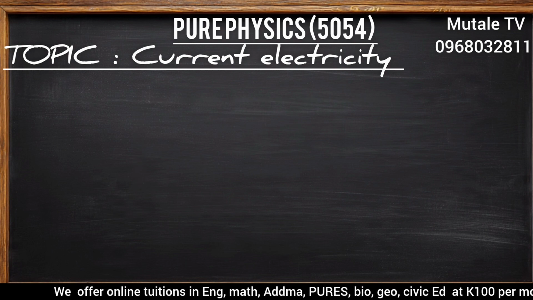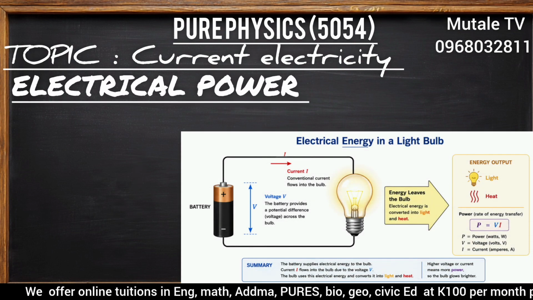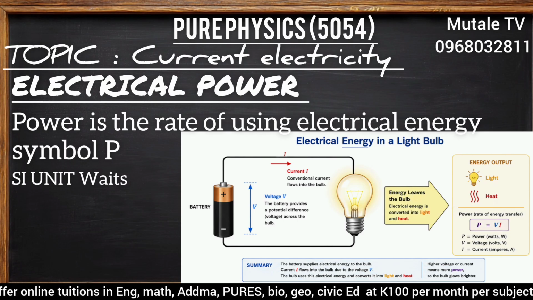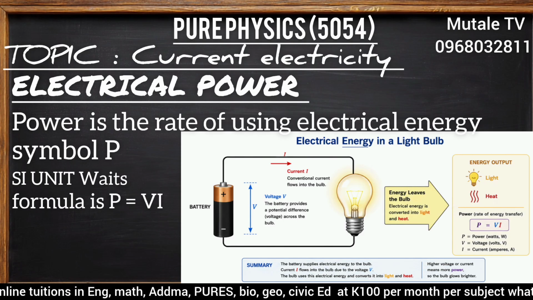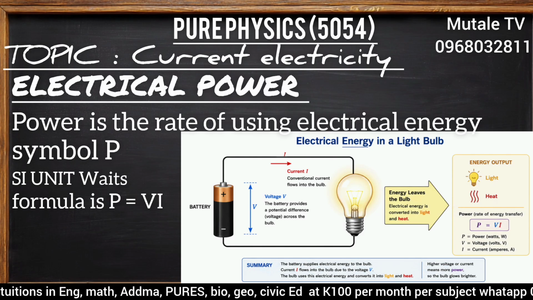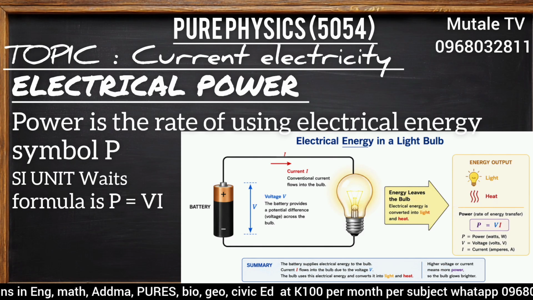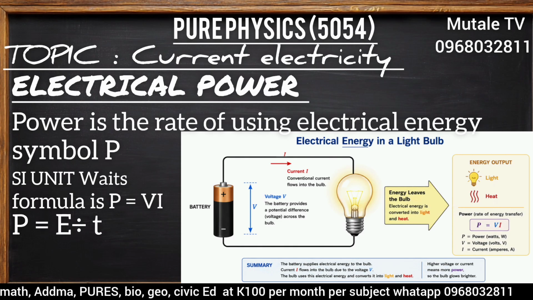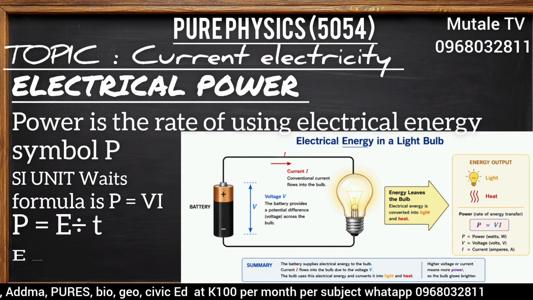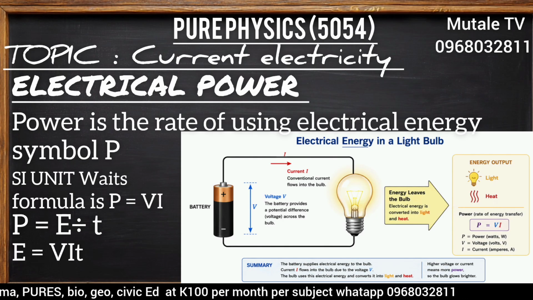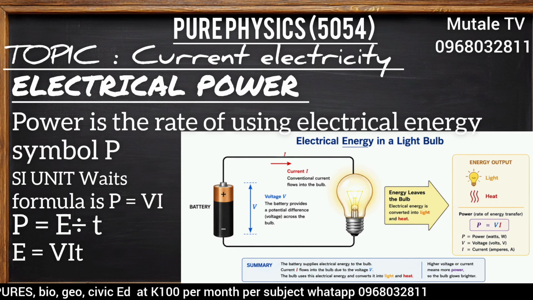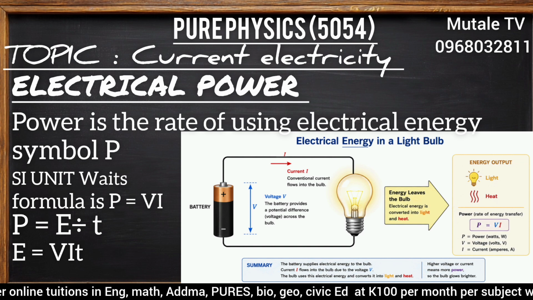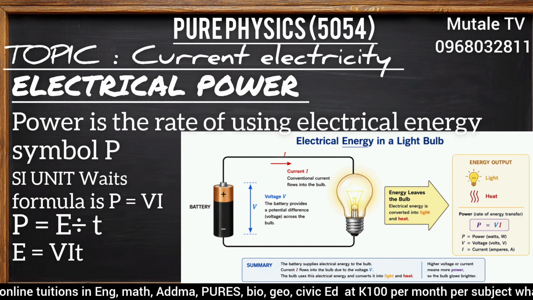Alright, now let's move on to electrical power. Electrical power is simply the rate of using electrical energy, represented by the symbol P, measured in watts. The formula is P is equal to voltage times current, where V is the potential difference and I is the current. So power can be expressed as P is equal to E divided by T, which rearranges to E is equal to VIT. A 60-watt bulb, for example, converts 60 joules of electrical energy into light and heat every second.